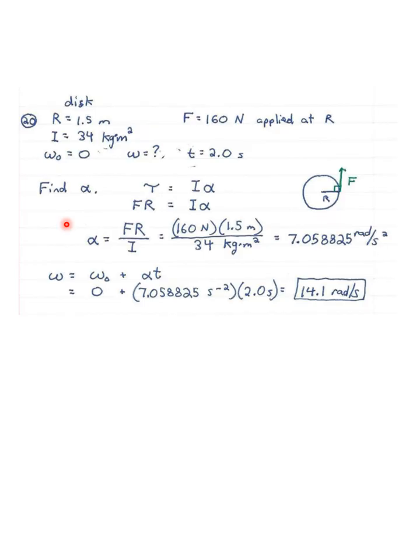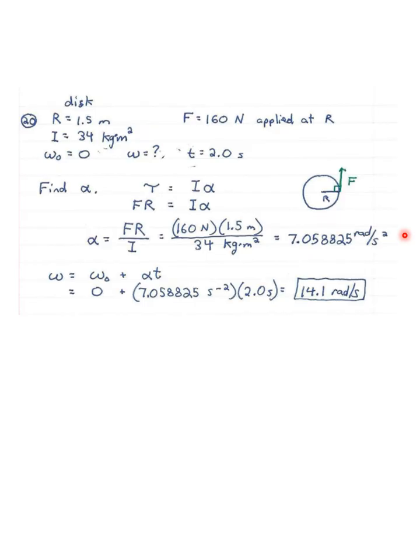We need to find the acceleration first. And so using that torque is moment of inertia times alpha. Torque is force times lever arm. Now there is also a sine theta component in there, but because it's being applied tangentially, that theta is a 90-degree angle. So the sine of 90 is 1, and it just becomes force times the lever arm equals I alpha. We'll solve for alpha. So it's force times the lever arm, that's the torque in the numerator, divided by moment of inertia in the denominator, and we get an acceleration of 7.05 radians per second squared.